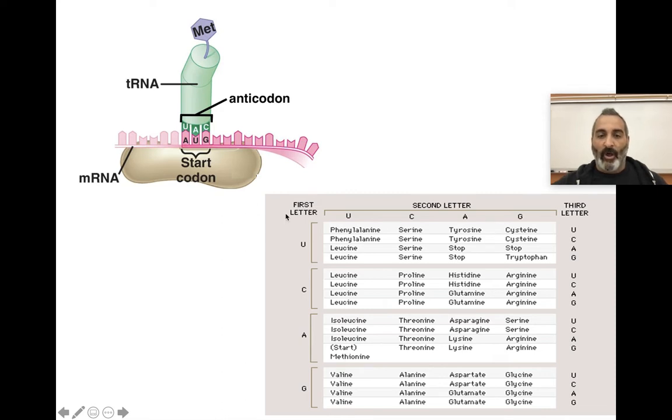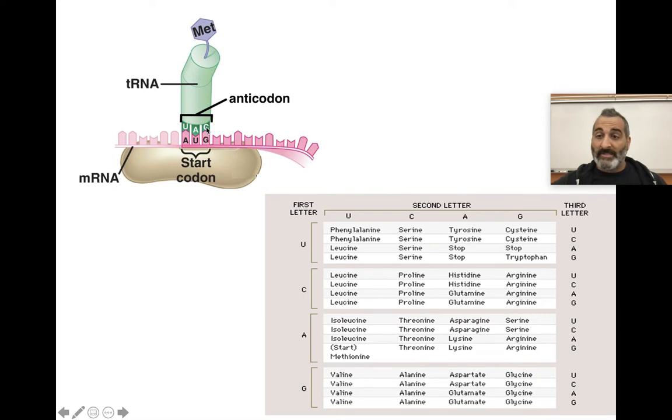AUG is a codon. This is a codon chart. This is not a tRNA chart. This is not an anticodon chart. This is a codon chart. You have to have it as mRNA. Now, if I ask you for the anticodon of methionine, I want the opposite of it, the complementary RNA bases to it. So the start codon is AUG. The start anticodon is UAC. The opposite of A is U. The opposite of U is A. The opposite of G is C.